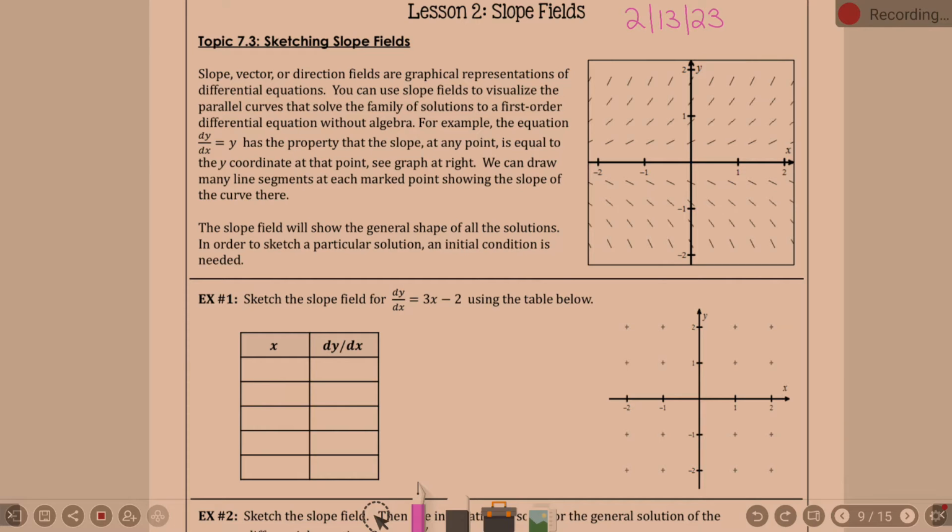Down here, what do you know about the bottom half of the graph? These are all slopes that are angled negatively, right? And that's because the y value down there is negative. If we were to draw what this graph would look like, there are curves you can kind of follow there, right? And remember, this represents a family of curves.